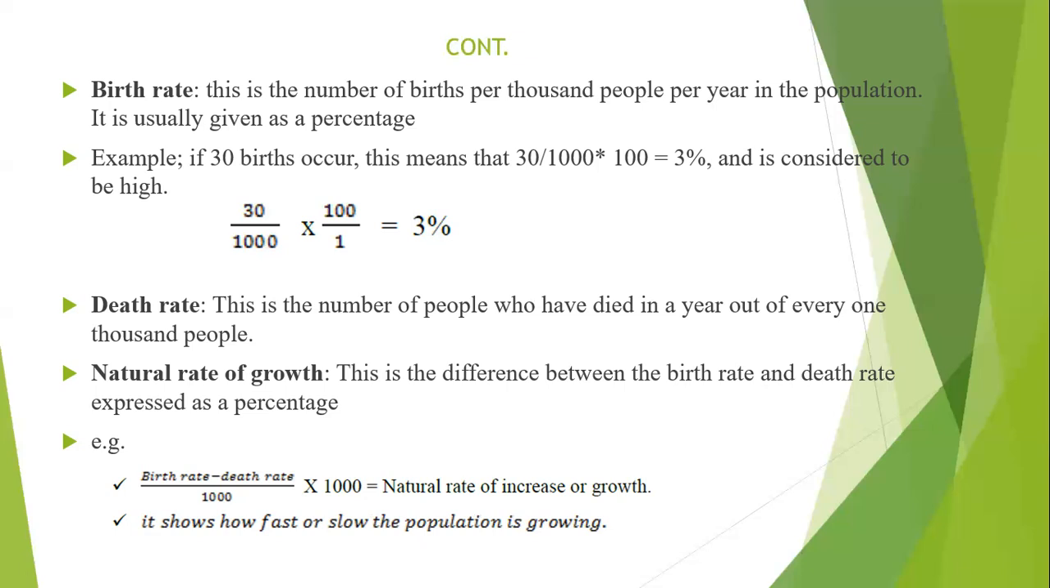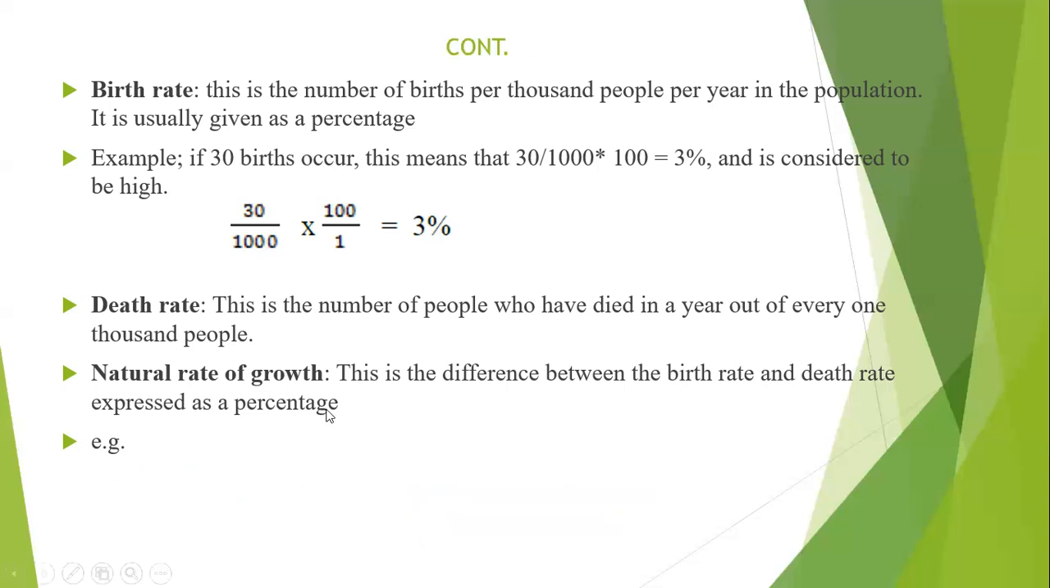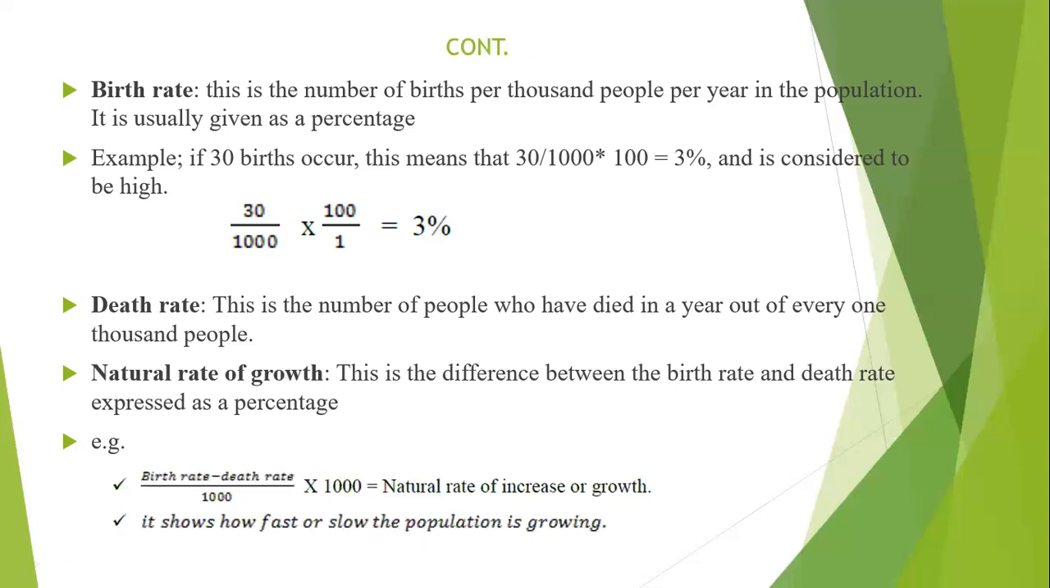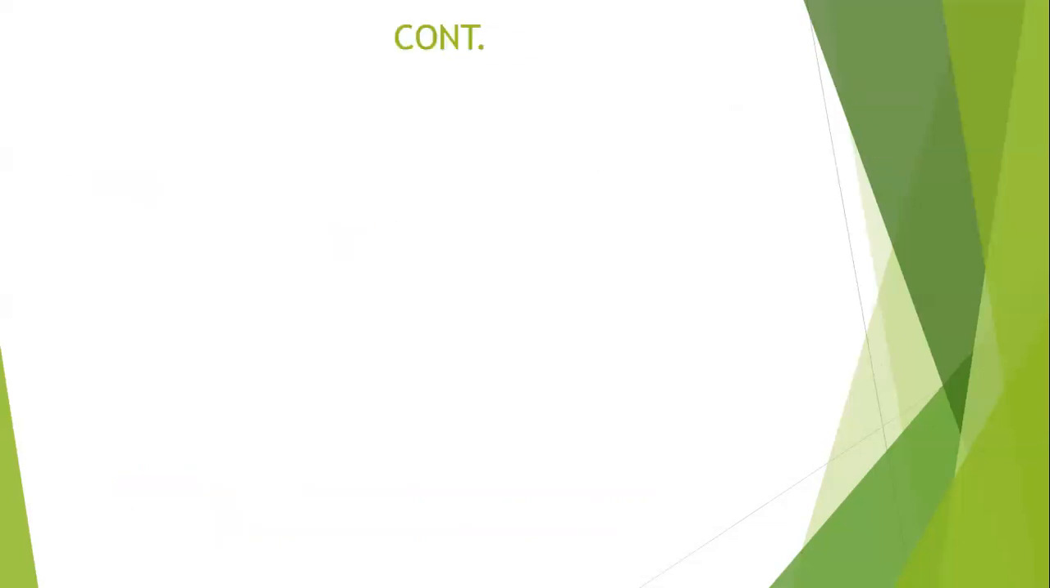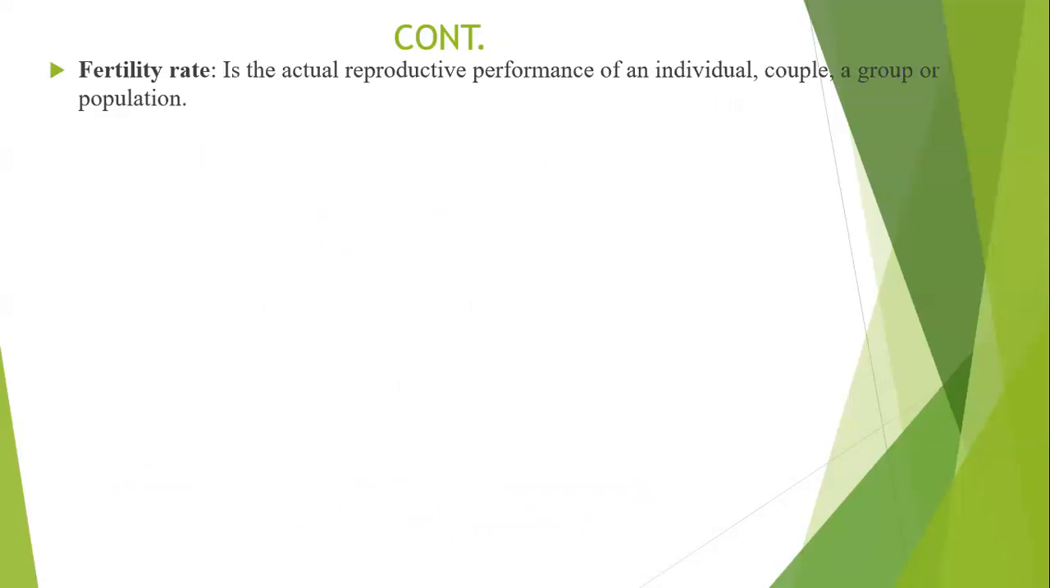So for you to find the natural rate of growth, all you need to do is get the birth rate and the death rate. So it is birth rate minus death rate over 1,000, multiplied by 100 if you want to find the percentage. Now let me take you straight into fertility rate, which is another very interesting and important concept.